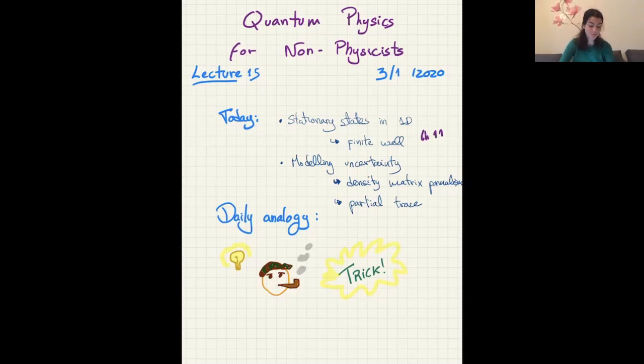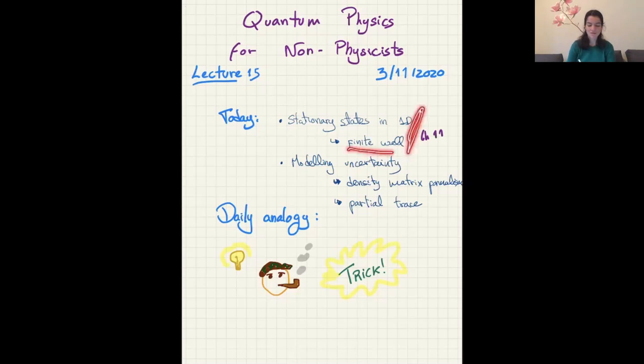Welcome to lecture 15 already of quantum physics for non-physicists. Today is the 3rd of October. Where's October gone? There you go. November, sorry, that's why it's gone. 3rd of November, and we'll finish for now with stationary states in 1D.